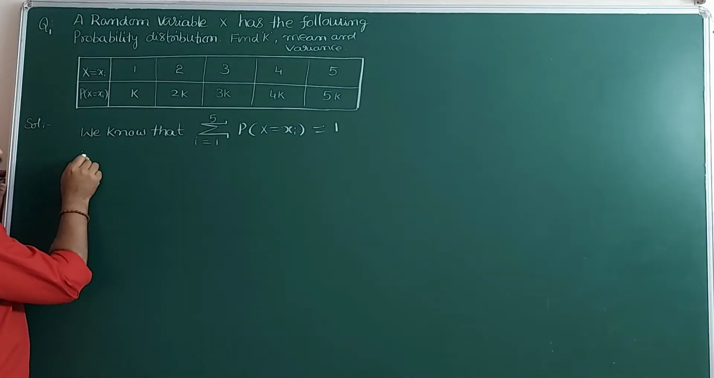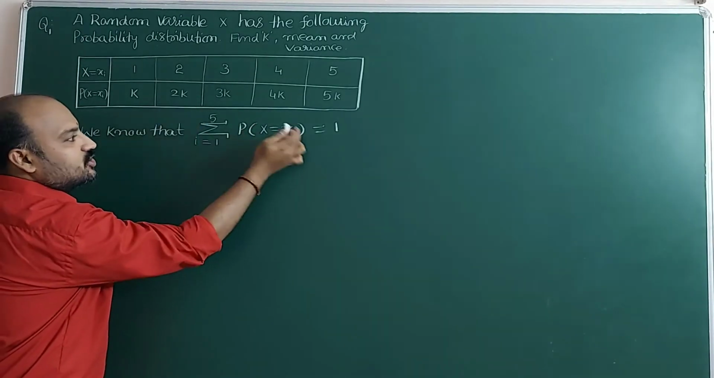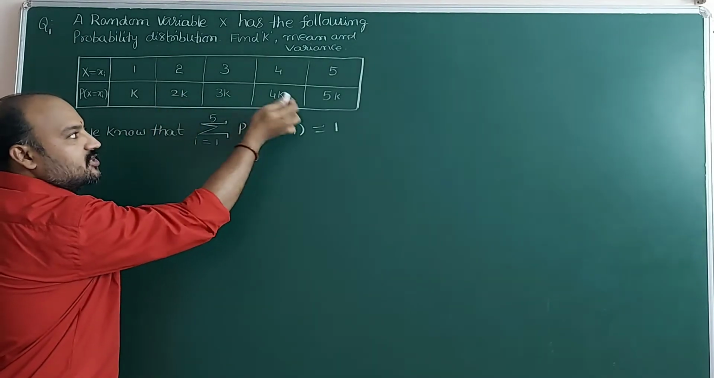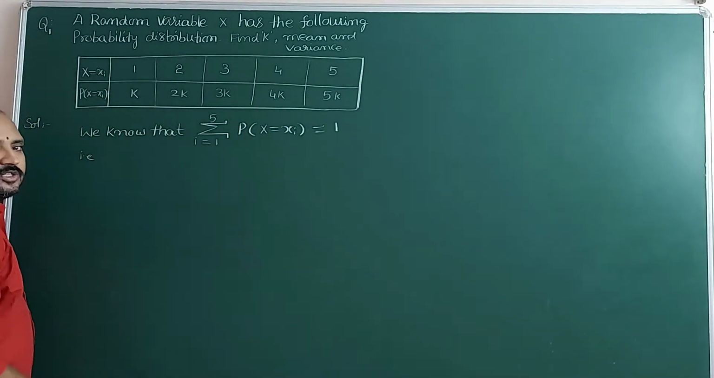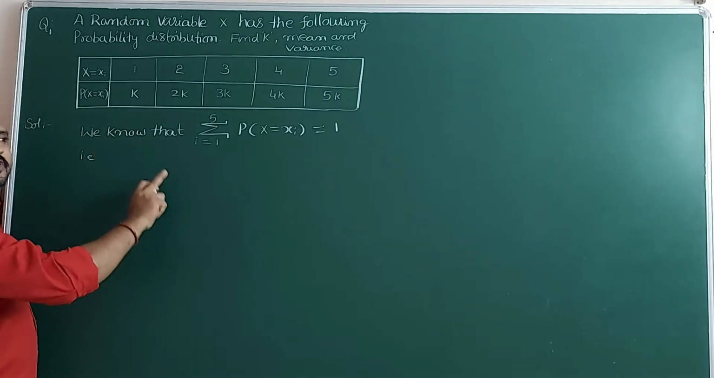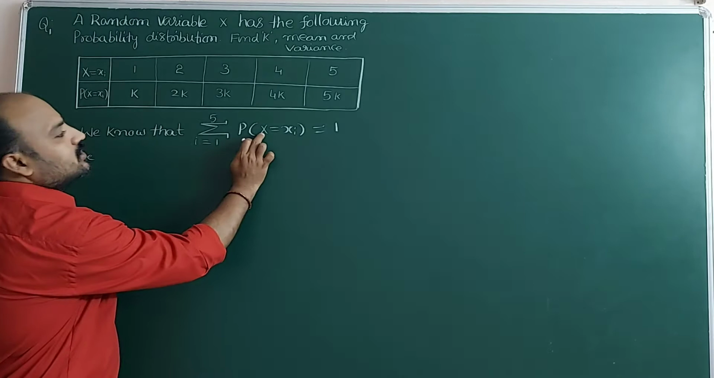That is P of x is equal to x1 plus P of x is equal to x2, P of x is equal to x3. No need to write that one, directly the respective values you write it. Suppose if you want to understand, for the first question I will write it, for the next question onwards you write. You will understand, dear students.